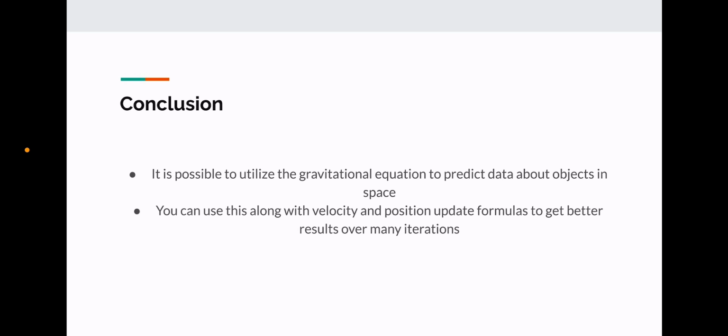Conclusion: it is possible to utilize the gravitational equation to predict data about objects in space, and you can use this along with velocity and position update formulas to get better results over many different iterations.